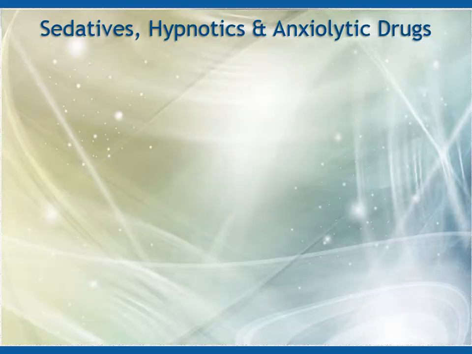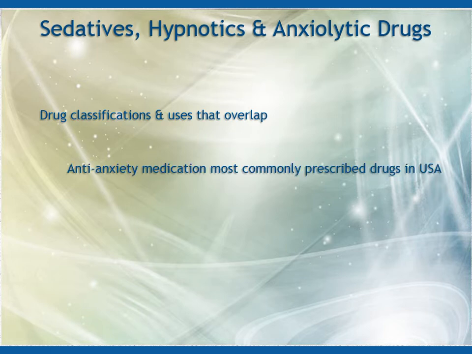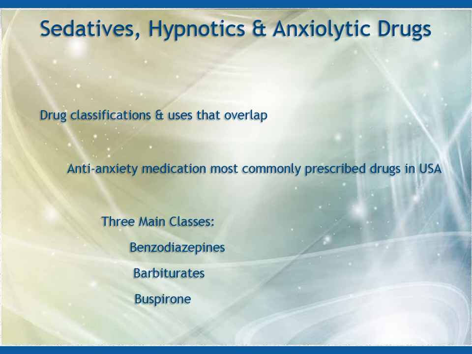Sedatives, hypnotics, and anxiolytics have drug classifications and uses that overlap. Anxiolytics, or anti-anxiety drugs, are among the most commonly prescribed drugs in the United States. They are generally used to treat anxiety disorders. The three main classes are benzodiazepines, barbiturates, and buspirone.